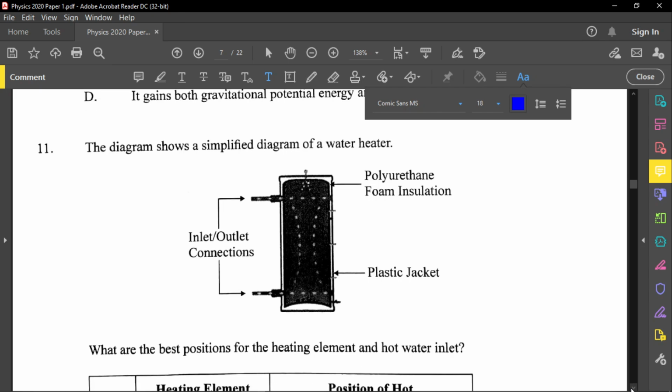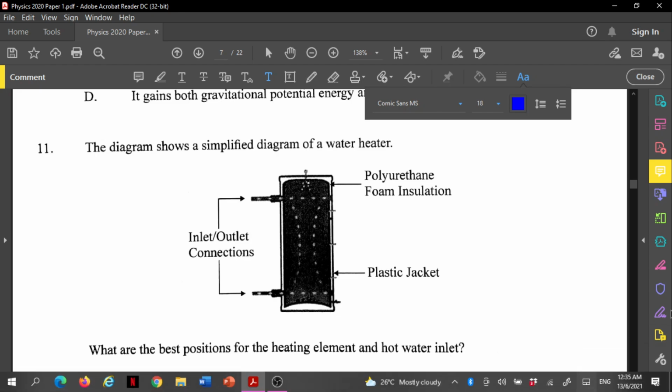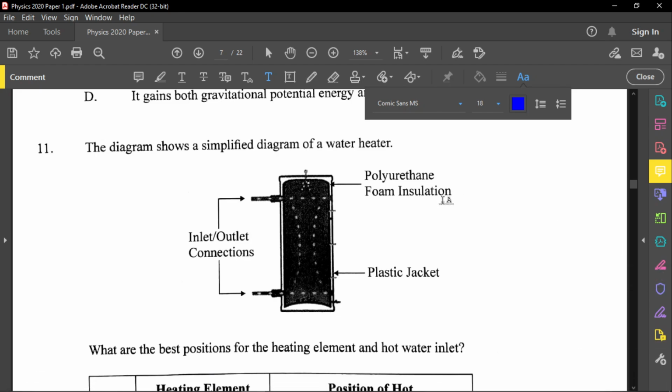Now, question number 11. It said the diagram shows a simplified diagram of a water heater. Now you have a polyurethane foam insulator, and you have a plastic jacket. You have an inlet or outlet connections. And so let's see what they're asking us here.